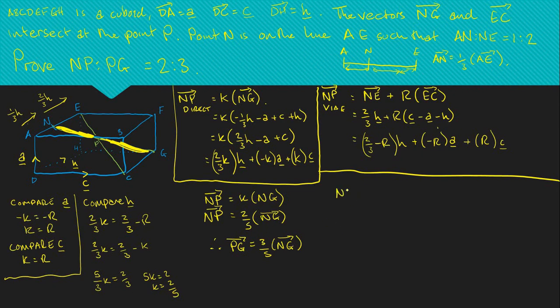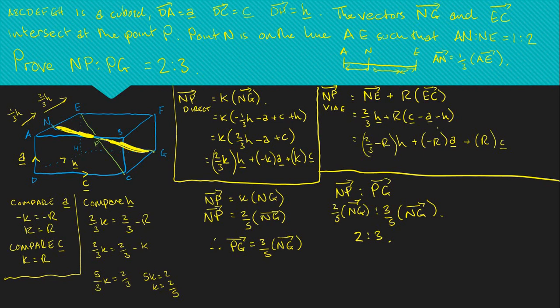Now NP to PG are, we've got 2/5 of NG and we've got 3/5 of NG. Cancel off the NGs, cancel off the fifths, and you get 2 to 3. And so therefore we've managed to prove what we were after, which is nice, it's fun. Same rule though as the previous question, even though this one was more difficult. Find two ways to make the same journey using each of the intersecting lines. Factor out the coefficients, compare the coefficients, and work from there. That's all you'll be doing.